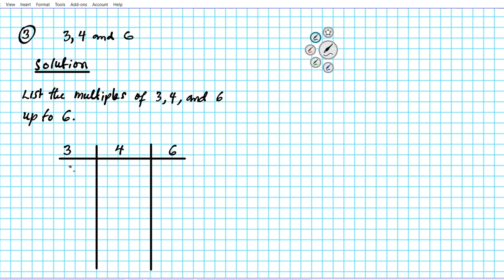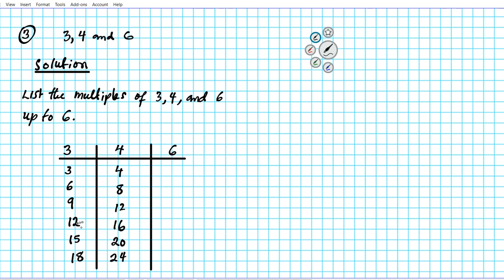Alright, let's go. So 3 times 1 is 3, 3 times 2 is 6, 3 times 3 is 9, 3 times 4 is 12, 3 times 5 is 15, 3 times 6 is 18. Okay? Alright, multiples of 4 all the way to 6. 4 times 1 is 4, 4 times 2 is 8, 4 times 3 is 12, 4 times 4 is 16. Oh, look, we already have a common number here. Let's keep on going. 4 times 5 is 20, 4 times 6 is 24.